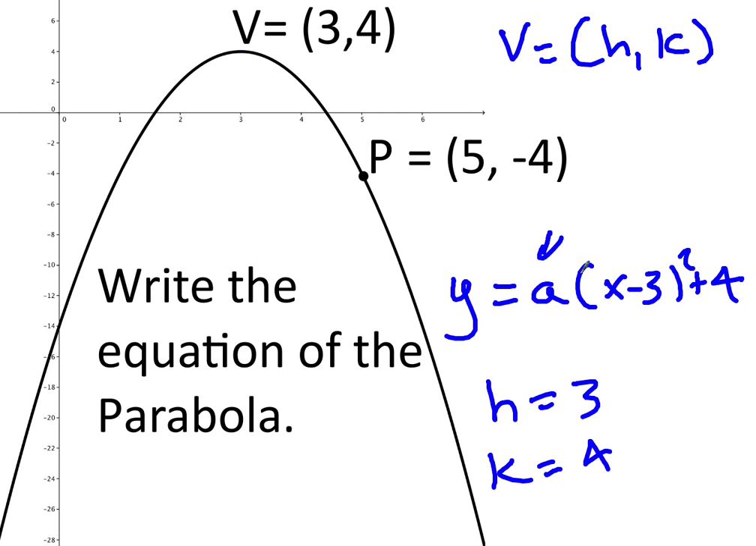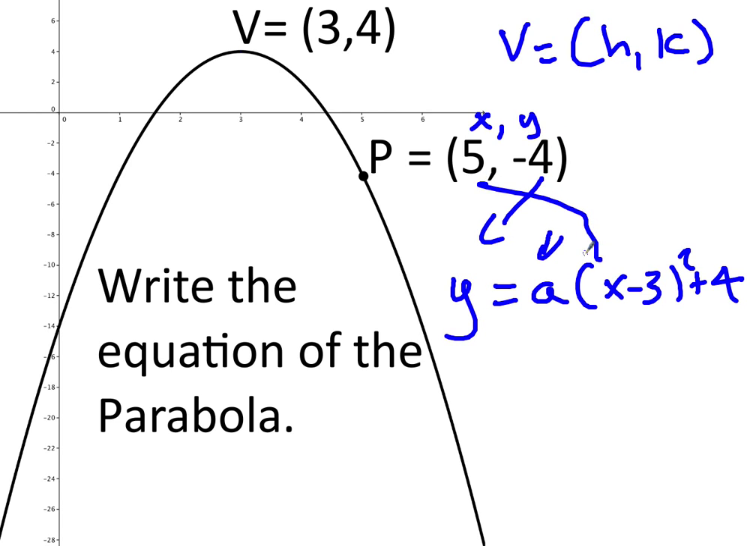All we have left is to find this a value. And the way you find the a value is you plug in your x and your y pair from the other point. So this is x comma y. So if I plug that in for y and x, I can solve for a. So I'm going to do that. Y is negative 4. We don't know what a is. X is 5.